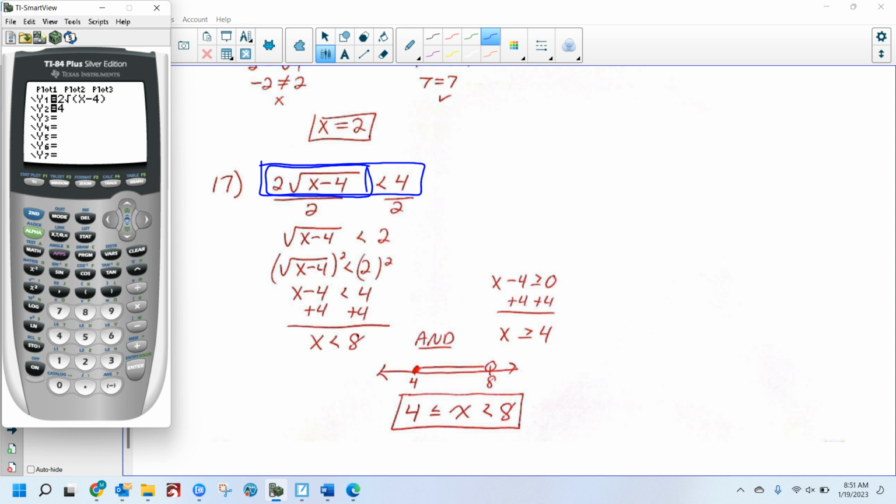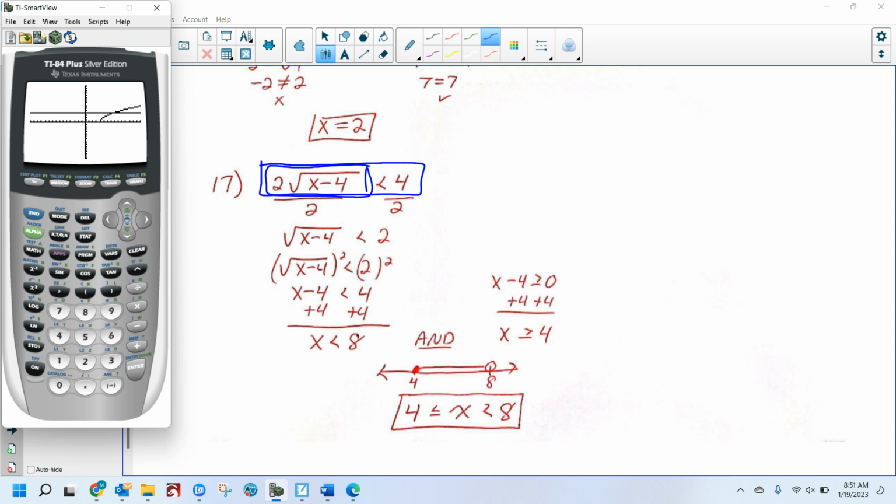Do you all agree? Everybody agree? Hit graph. There's the curve. There's 4. When is it less than 4? When is it below 4? They crossed at 8. Do you agree? If I did second calc intersect, which I don't want to take the time to do, we all agree they're going to cross at 8. Yes?